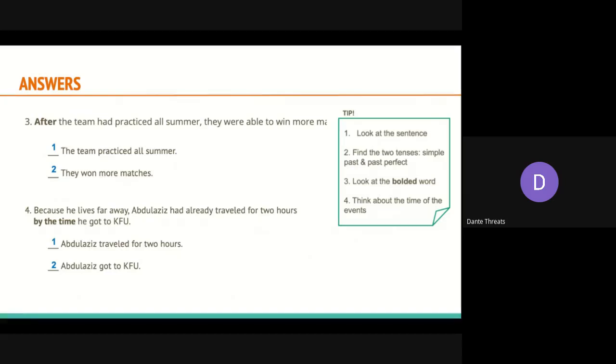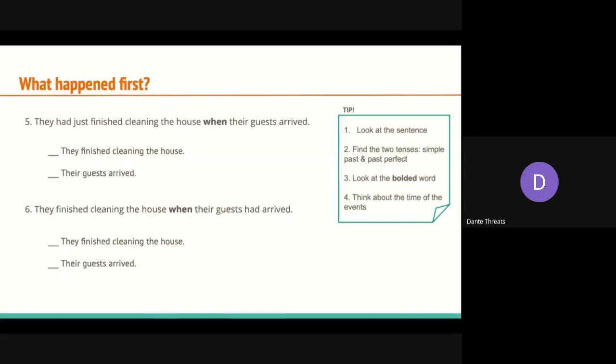Yes, Abdulaziz traveled for 2 hours first, then we got to KFU. Okay, just take 1 minute to look at the sentence, find the two tenses, look at the bolded word, and think about the time of the events.